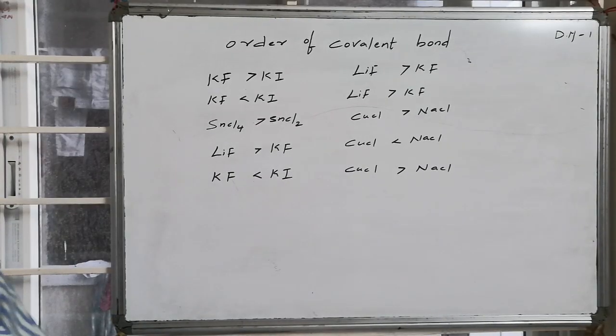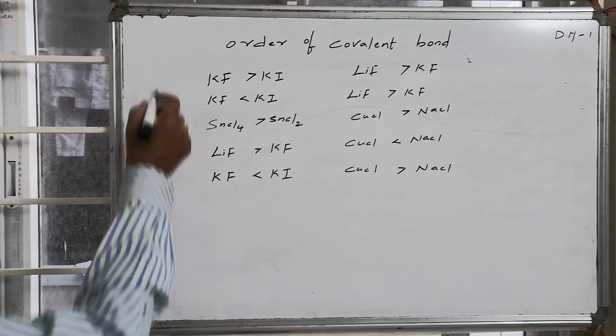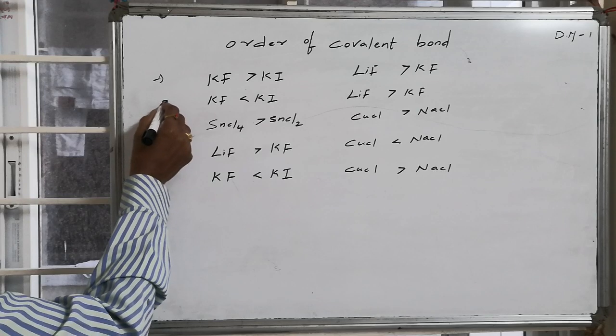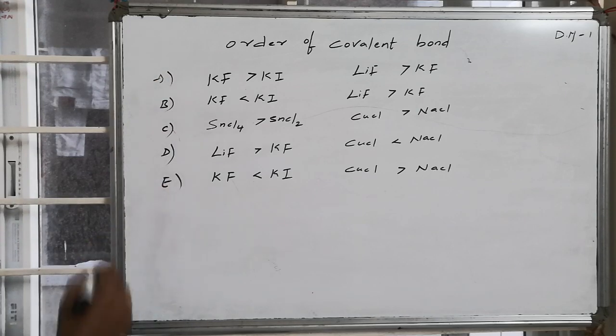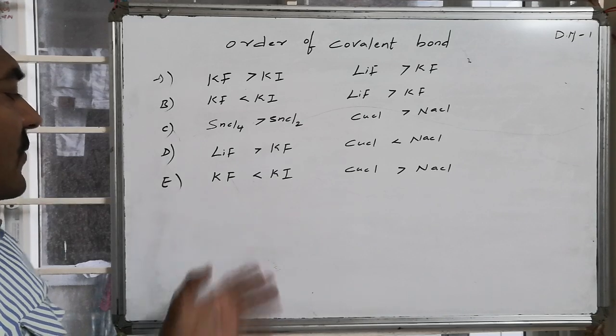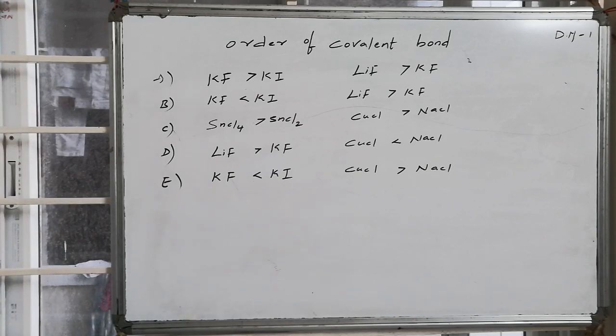Yeah, order of covalent bond. There are different compound combinations: A, KF is greater than KI and lithium fluoride is greater than KF, like this. A, this is B, this is C, this is D, as well as this is E. Out of these 5 combinations, how many of them are correct regarding the covalent bond order is the issue.